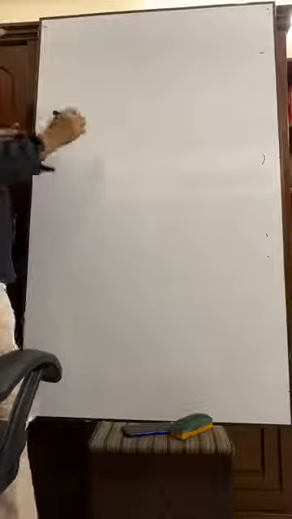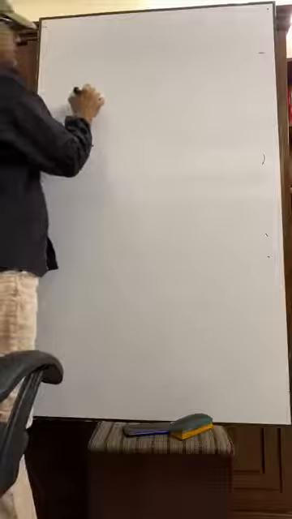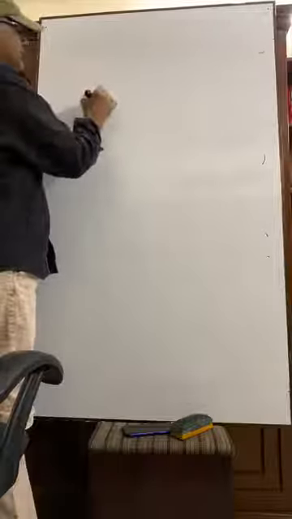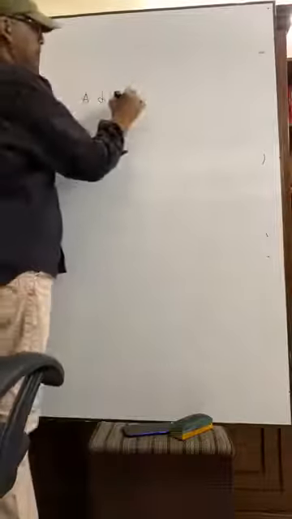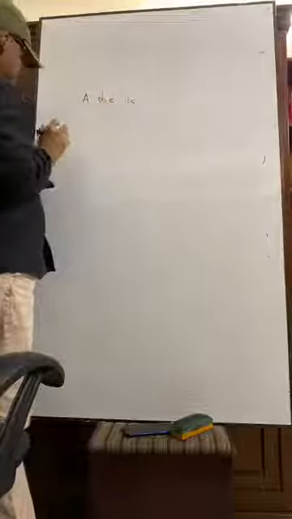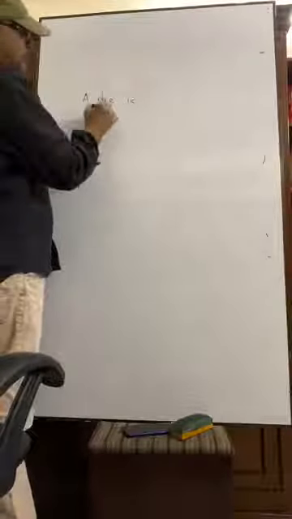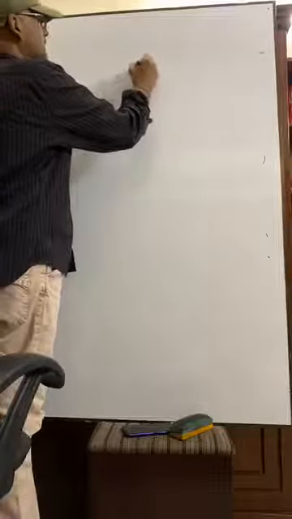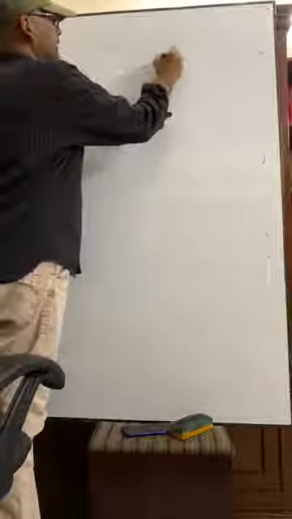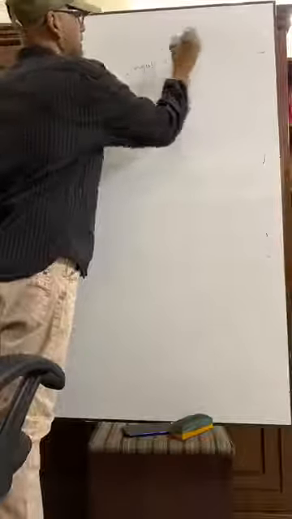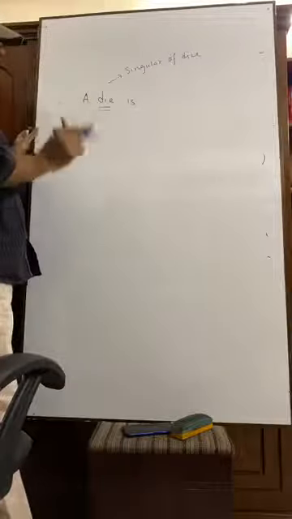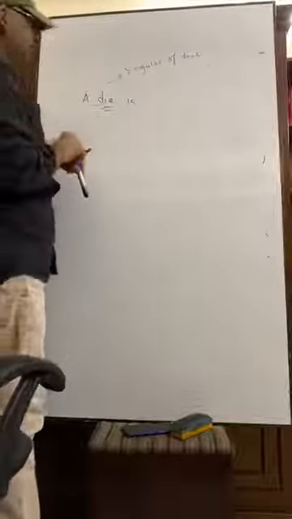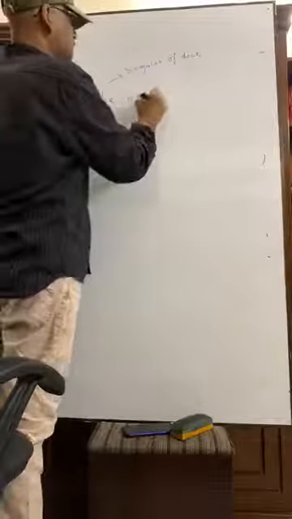Now see, a die. What is the meaning of die? Die means singular of dice. Singular of dice is die. A die is thrown.